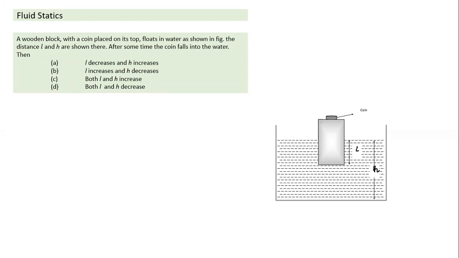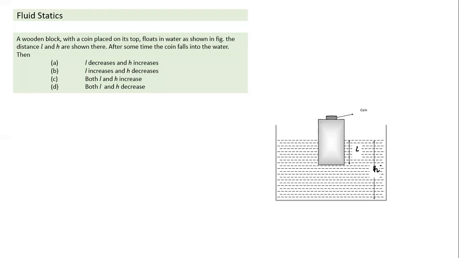So what is given here? A wooden block with a coin placed at the top floats in water as shown in the figure. This experiment one can easily do at home. You can take a wooden block and a piece of metal, it could be a piece of iron also. If it is a glass vessel, you can see from outside. When it is in equilibrium, this is the depth H and this is the depth of the water.